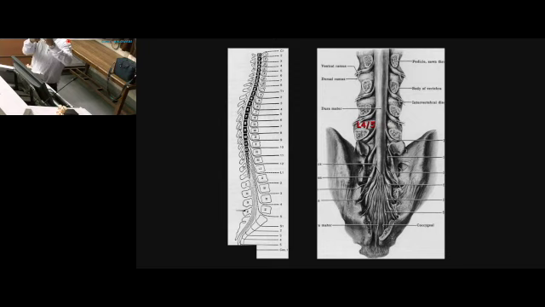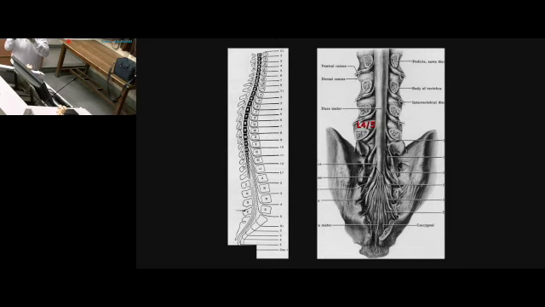This is the exiting root. The exiting root comes out just below the pedicle. One root is traversing, and this will come out below, at the level below. So if we talk about L4-5, you see one root is coming out. If we consider this level as the L4-5 level, this is the L4-5 level.